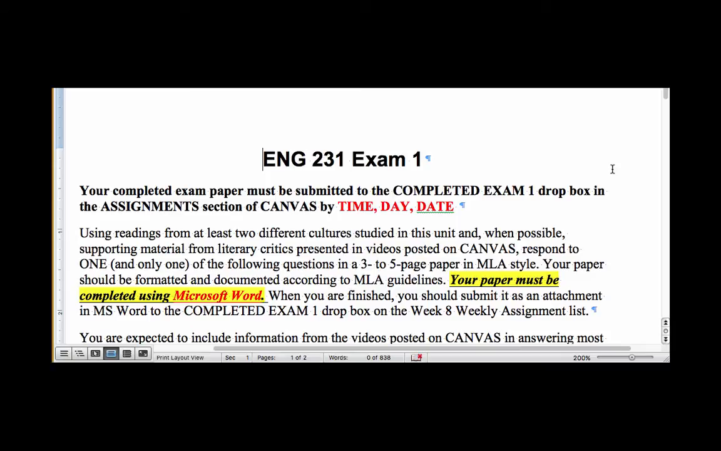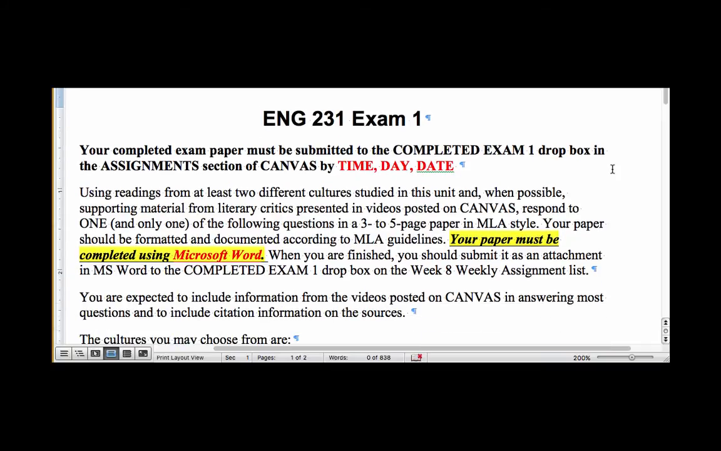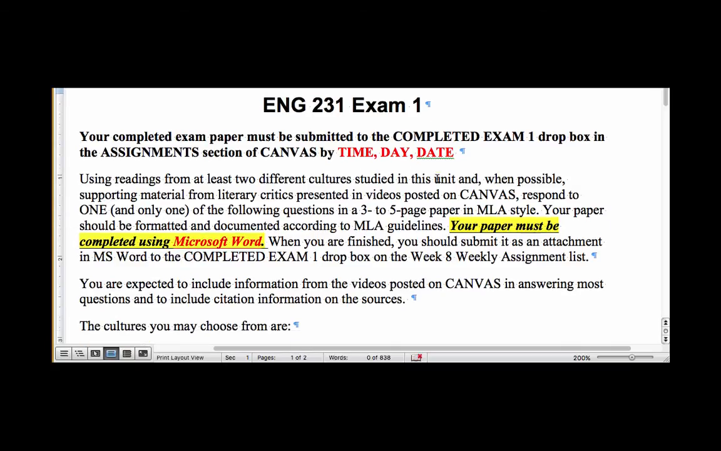You should have your exam assignment open or printed out so that you can look at it as we go through it. The first thing you'll notice at the top of the exam sheet is that you need to submit the paper to the Completed Exam 1 drop box that you will be taken to through the link on week 8, and the due date with the time, the day, and the date that the exam is due. I don't accept late papers, so make sure that you have your exam submitted by the due date and time.